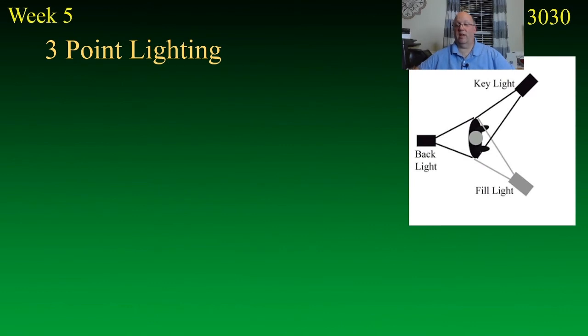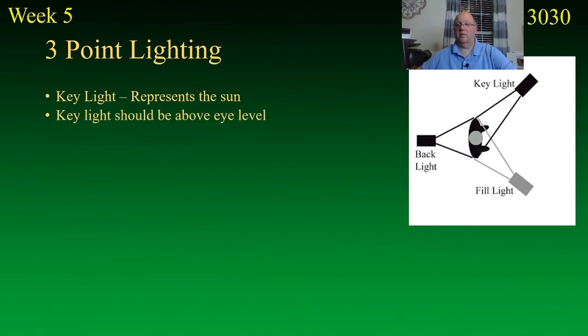Now, three-point lighting is the basis of all studio lighting. In three-point lighting, you have lights that fill certain roles. And so, if you look at the diagram here, if you've got a person standing there, you get a key light hitting them from an angle. Now, the key light represents the sun. This is supposed to be the sunlight.